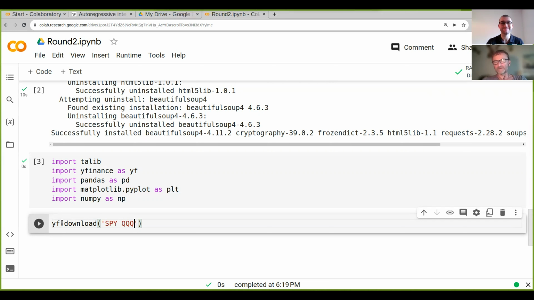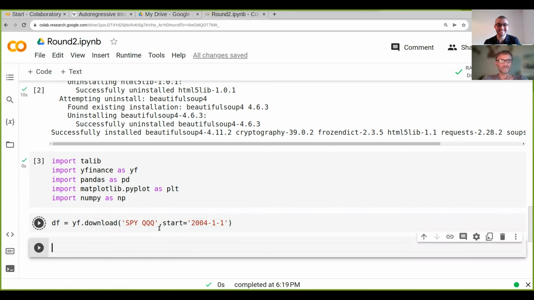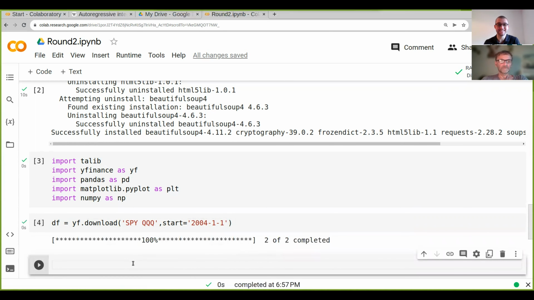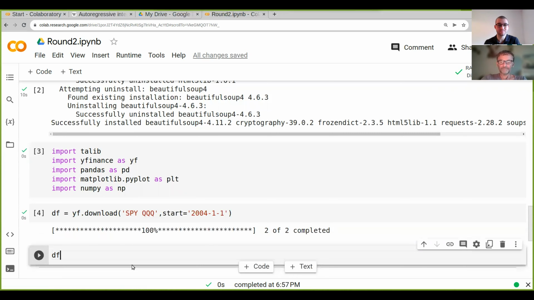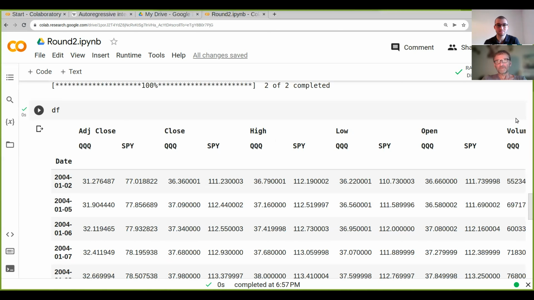That's the technology index. And so we can call this df as a data frame. Maybe we also want to specify the start. So we say start, maybe we start in 2004, just because it's before 2008, before the great financial crisis. So there you go. And if we go df, what you can see here is you have open, high, low, close, adjusted close, volume, and for each you have QQQ and SPY.